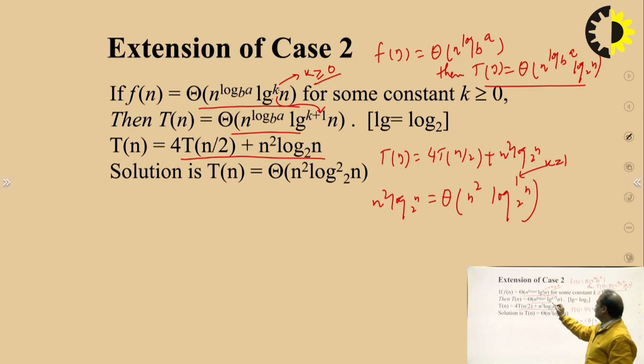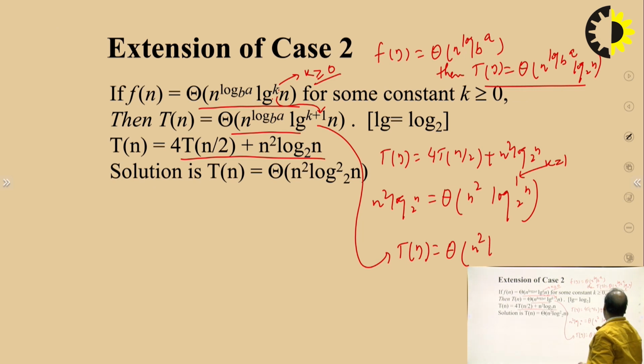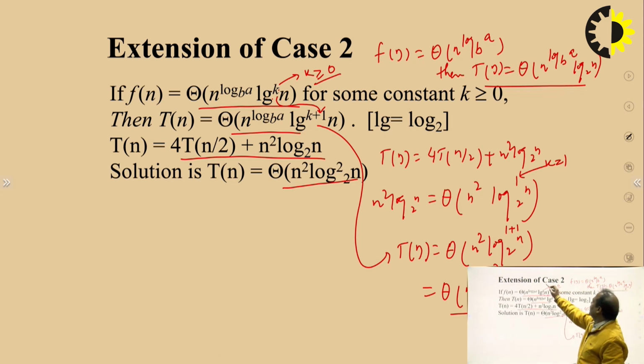So the solution is very simple: whatever k we are choosing, the answer will be easy. T(n) will be theta n², and since we are choosing k equal to 1, it will be k plus 1, that is 1 plus 1. So this is theta n² log² n base 2. So this is a very easy solution. This method is easy if we can extend case 2 of the master method, right?